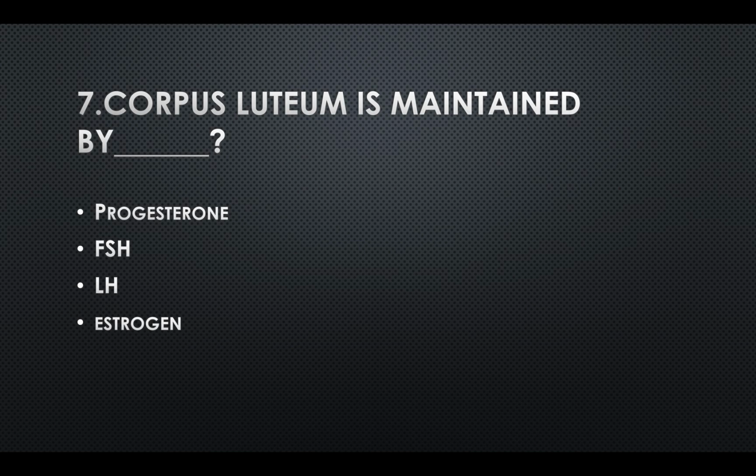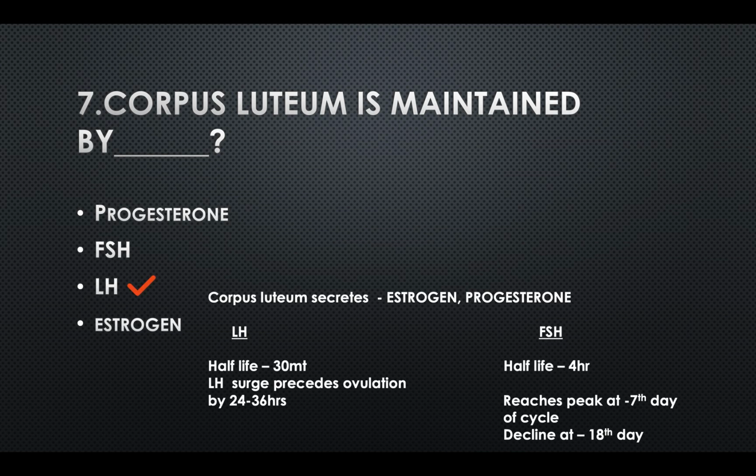Corpus luteum is maintained by: option A progesterone, option B FSH, option C LH, option D estrogen. Answer: option C LH. Corpus luteum secretes estrogen and progesterone. LH half-life 30 minutes. LH surge precedes ovulation by 24 to 36 hours. FSH half-life 4 hours. It reaches peak at 7th day of cycle and declines at 18th day.